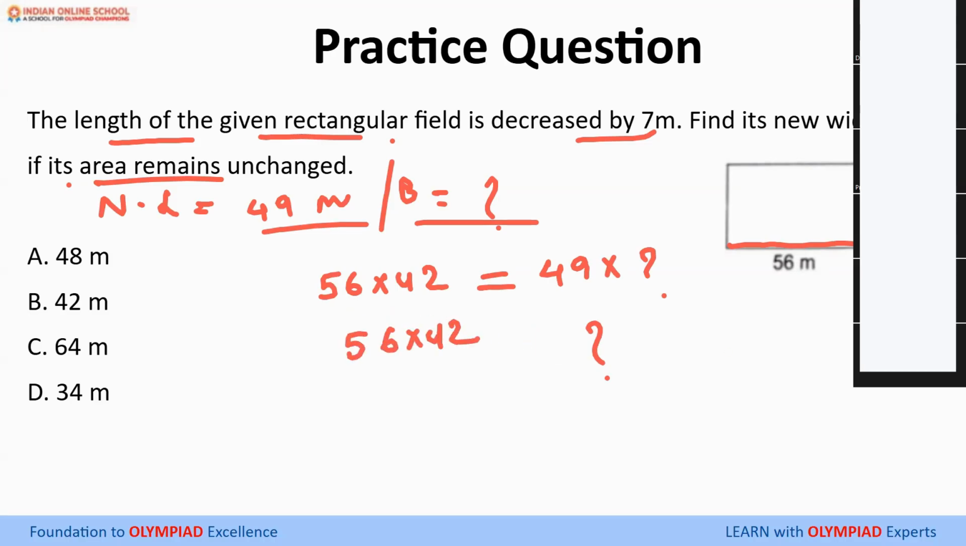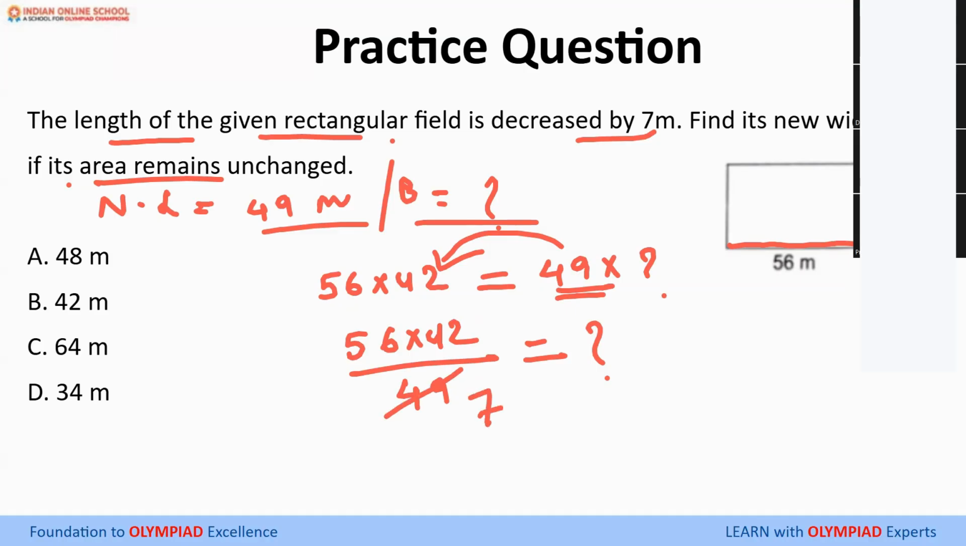56 times 42, let it be like this. This is 49 times the question mark. Switch the side. When you switch the side, the mathematical operation reverses. So 49 times becomes divided by 49. Isn't it? The times 49 becomes divided by 49. Now, without multiplying and doing such lengthy calculations, you can just figure it out by simplifying. 7 sevens are 49, 7 eights are 56, 7 sixes are 42. Yes or no?